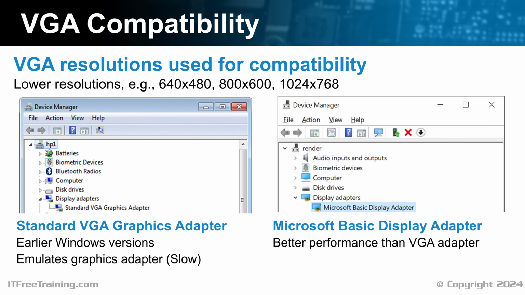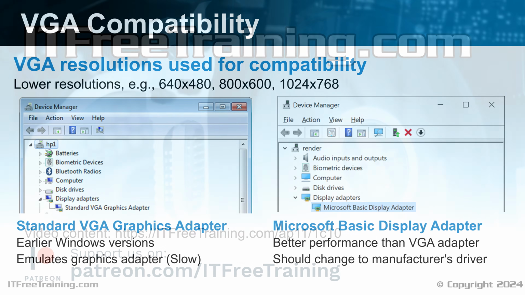In later versions of Windows, the device driver changed to the Microsoft Basic Display Adapter. This adapter offers better performance than the VGA adapter. You won't be given a choice which to use. Windows will automatically install one or the other when it can't find a device driver for the graphics adapter in your computer. When you see one of these graphics adapters, you should update it to the manufacturer's device driver. Although this device driver is an improvement over the standard VGA graphics adapter, it still won't give you the same performance as the device driver from your manufacturer.